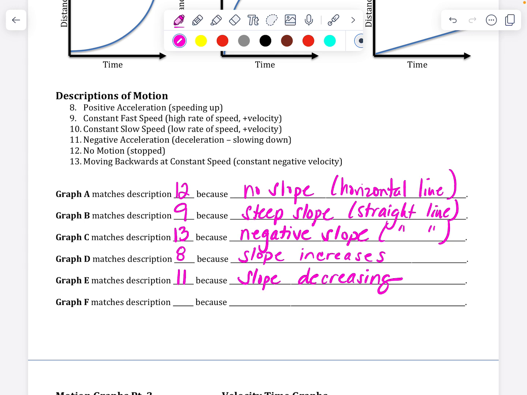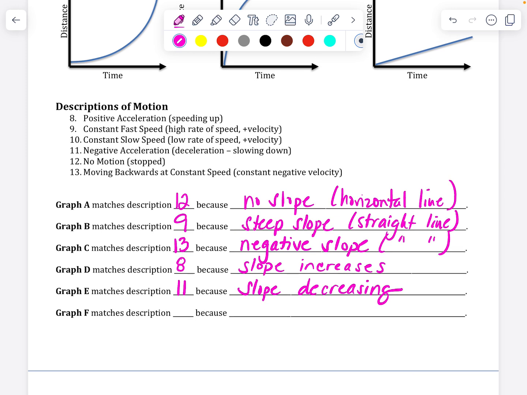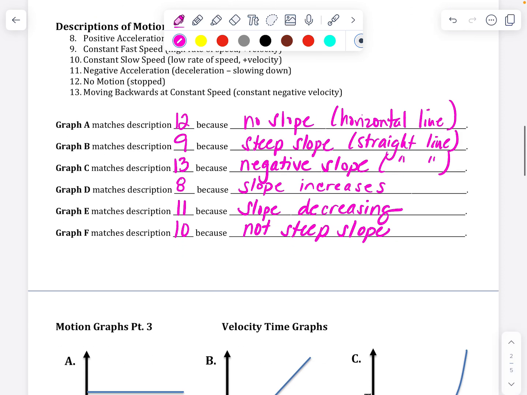And then graph F is also constant moving forward, but probably slow speed. So I would say 10. So 9 and 10 are similar, but it's not a very steep slope. But we also have that straight line. Okay, so those are just matching.